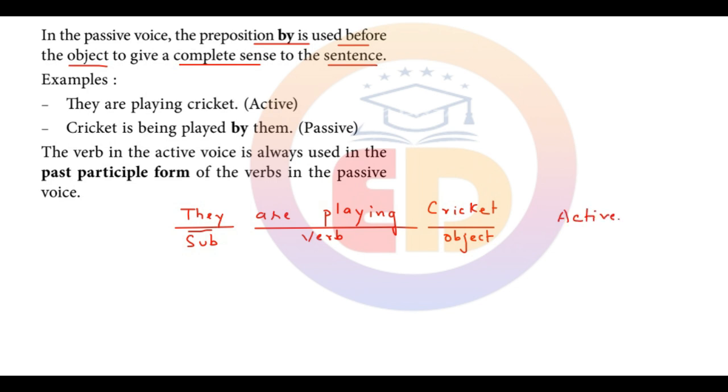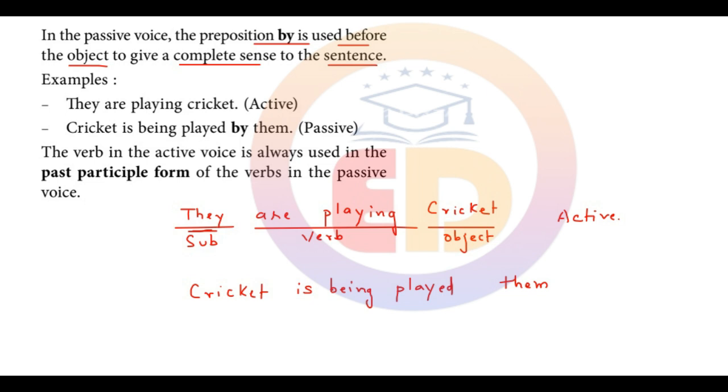Now let us convert this active voice to passive voice. Object subject बन जाएगा, so it will start with cricket. Are playing को हमें convert करना होगा is being. In the passive voice, always remember हमें past participle form use करना होता है. Playing का past participle हो जाएगा played, और they को convert कर दिया जाएगा them में.